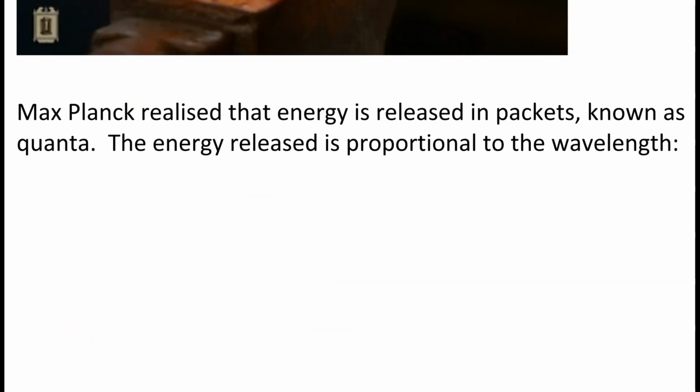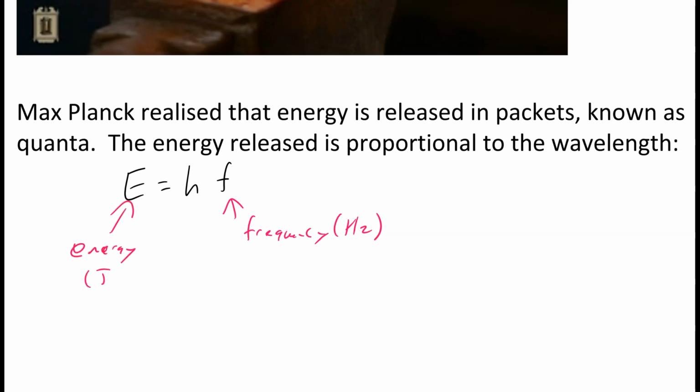Then it was realized that the energy being released, when we look at, let's say, a hot metal, is being released in packets known as quanta. The energy that's being released is proportional to the frequency. So the formula they came up with is E = hf, with f representing frequency in hertz and E representing energy in joules. In order to make the left side equal to the right side, we need a constant, and we call this Planck's constant. It is a really small number: 6.63 times 10 to the negative 34 joule seconds.